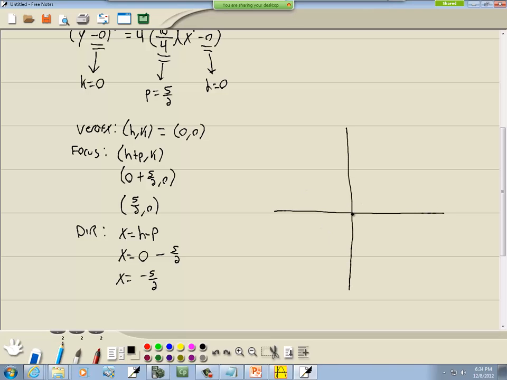Okay, vertex is 0, 0, which is right here. Focus is 5/2, 0. 5/2 is 2.5. So this is our vertex, this is our focus. And directrix is negative 5/2, negative 2.5. It should be right here.